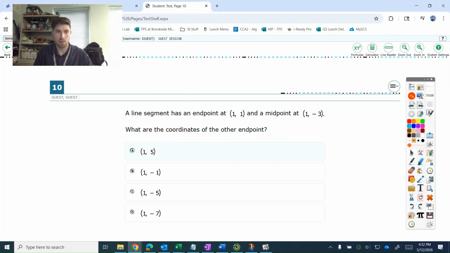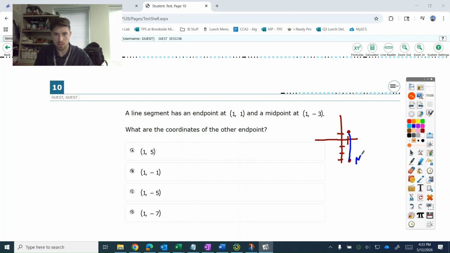Question number 10. A line segment has an endpoint at 1, 1 and a midpoint at 1, -3. What are the coordinates of the other endpoint? So just generally speaking, you don't even need the graph to do this, but you can, right? I've got one endpoint, which is at 1, 1, and then the midpoint is at 1, -3. Okay, and so that means I want to find where the other endpoint is. So this is one of my endpoints. This is the midpoint right here.